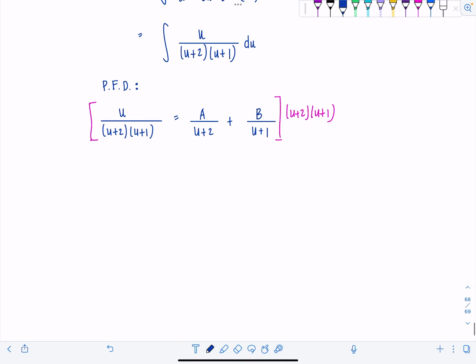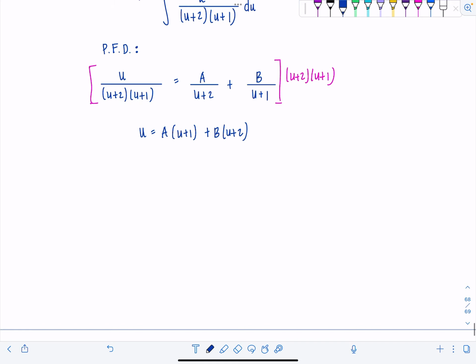And let's see what we're left with. We're going to have u equals A times u plus 1 plus B times u plus 2. All right, let's see if we can solve for A and B. Easiest thing, I think, is to just zero out each of the factors. So first thing I'll do is let u equal -1. Then on the left side, I'll have -1 equals A times 0 plus B times -1 plus 2, that's 1. So then that means B equals -1.